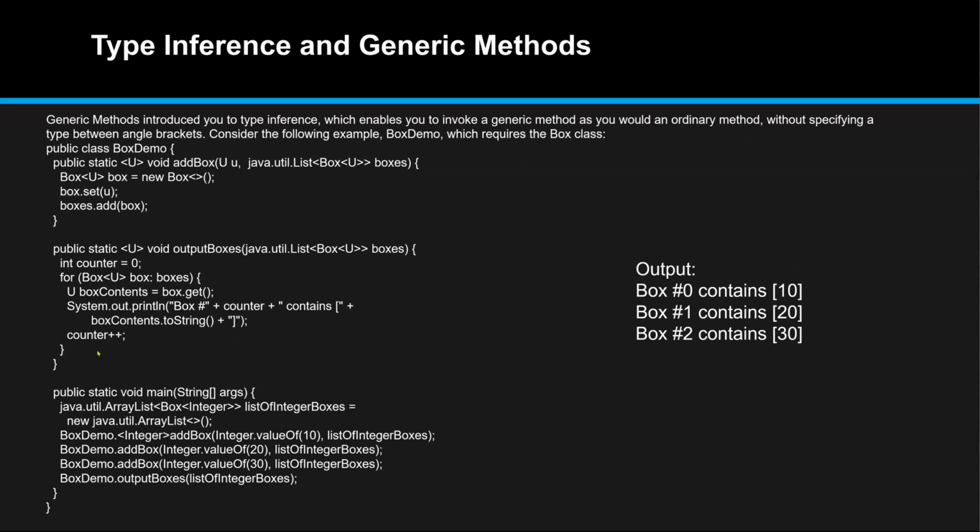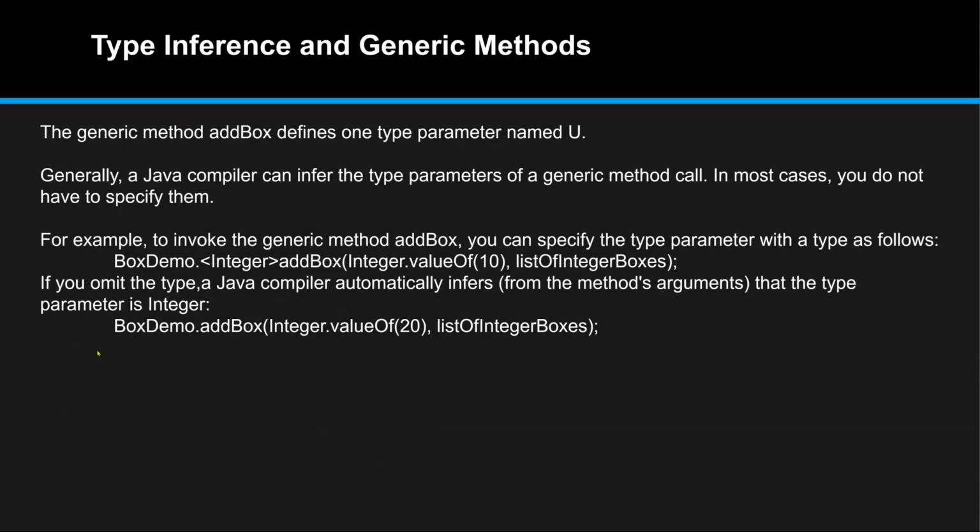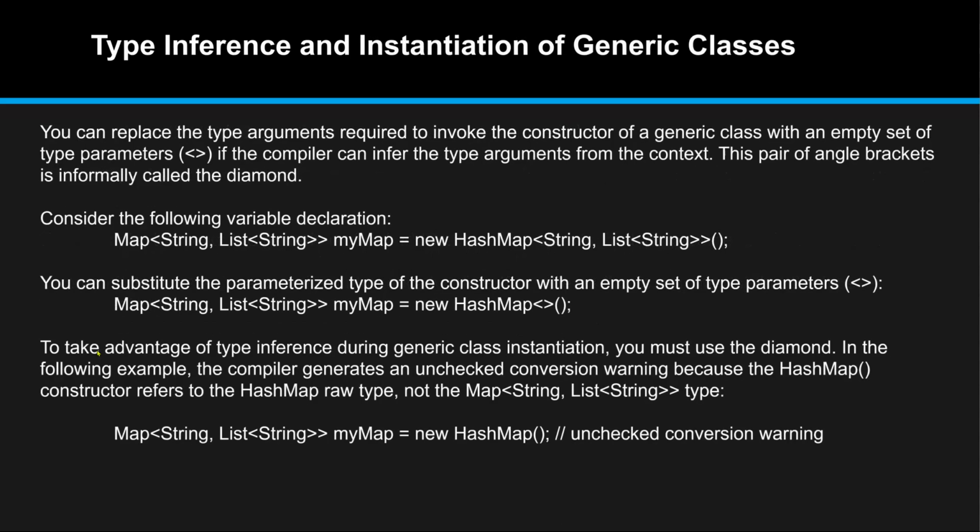Generic methods introduce you to type inference, which enables you to invoke a generic method as you would an ordinary method. The generic method addBox defines one type parameter named U. Generally, a Java compiler can infer the type parameters of a generic method call. In most cases, you don't have to specify it. So here, Integer value 20, we don't have to specify it. If it needs you to specify it, you'll get a compiler error. When creating an instance, you can, just like before, replace the type arguments with an empty set of type brackets. Here we go once again.